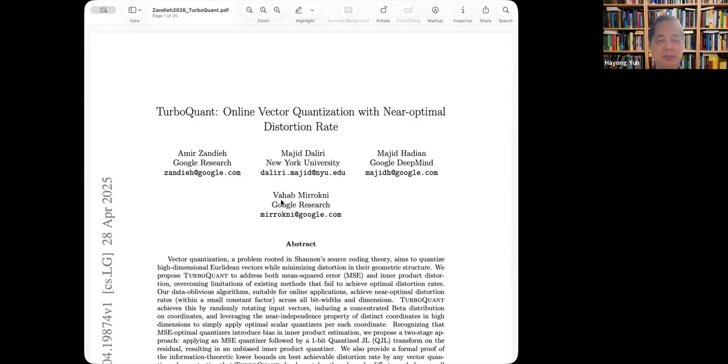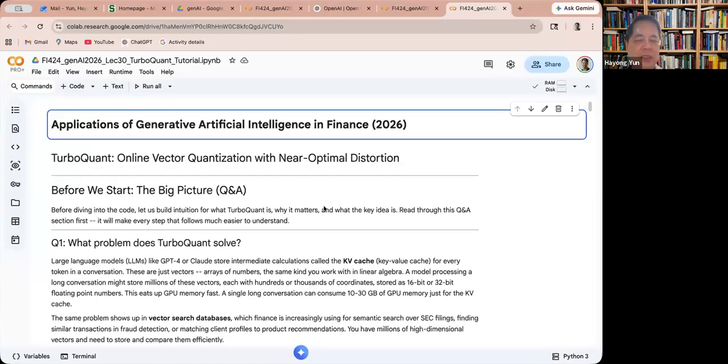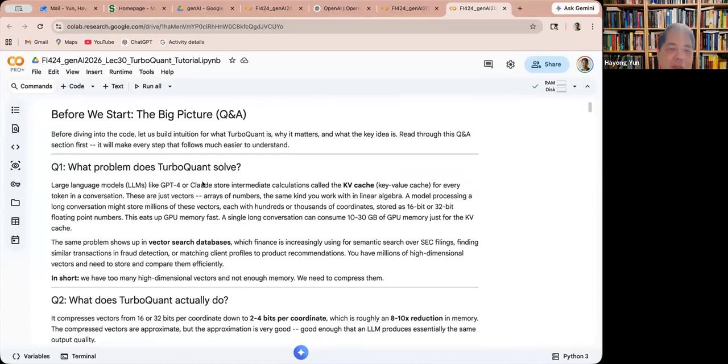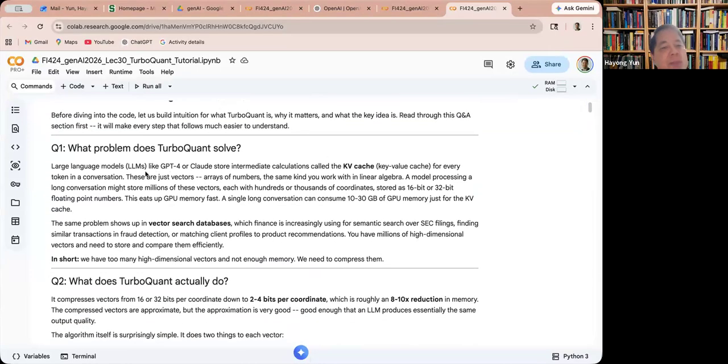All right. So it's largely a heuristic example in a very small dimension, but hopefully it gets you some idea. Okay, so before we start, let's think about the big picture: why it matters, what's the key idea. Through this, I prepared a Q&A kind of exposition. So what's the problem TurboQuant tries to solve?